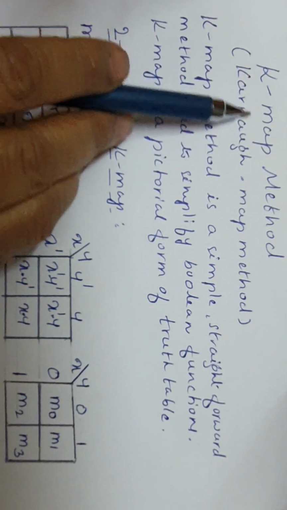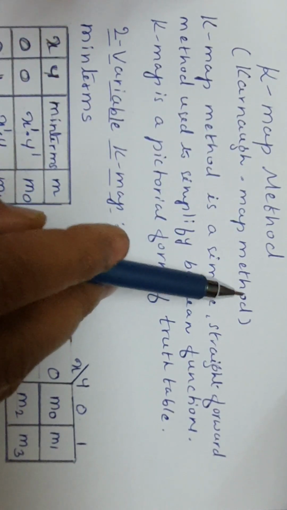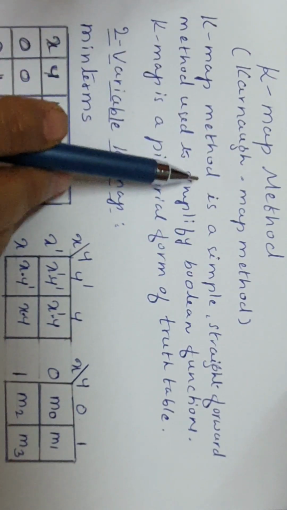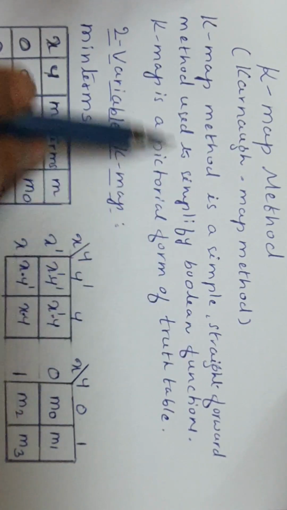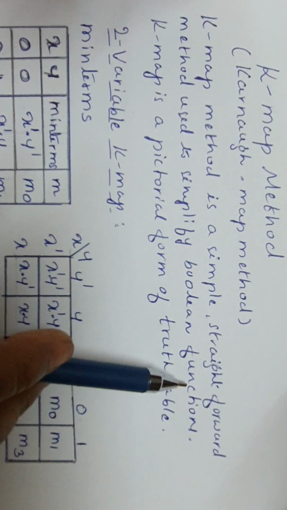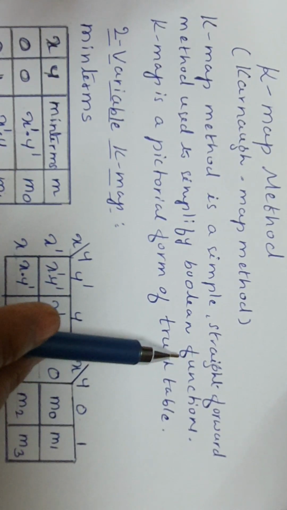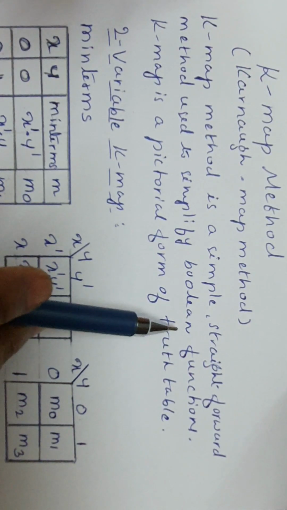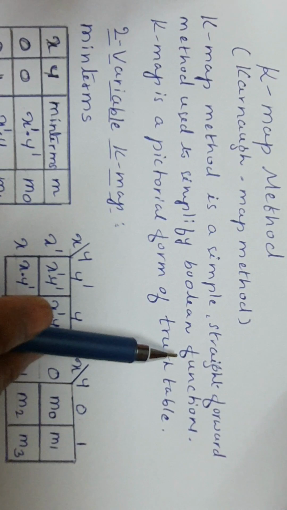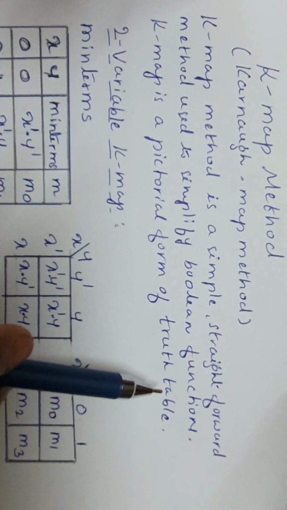Today we shall study the Kmap method, the Karnaugh map method. So what is that? The Kmap method is a very simple and straightforward method used to simplify boolean functions. Boolean functions means the equations which have variables having only two values, either logic 0 or logic 1. Kmap is a pictorial form of truth table.